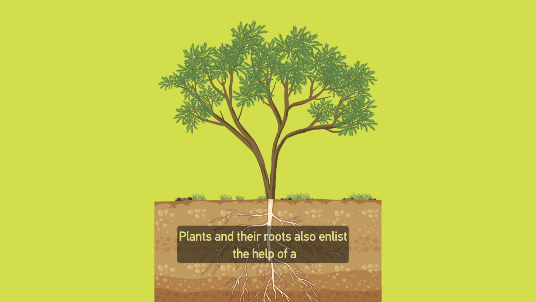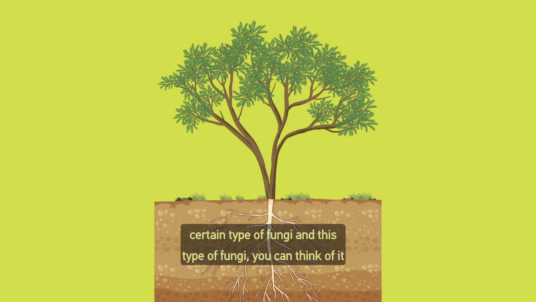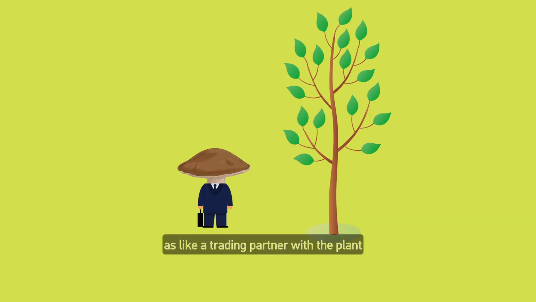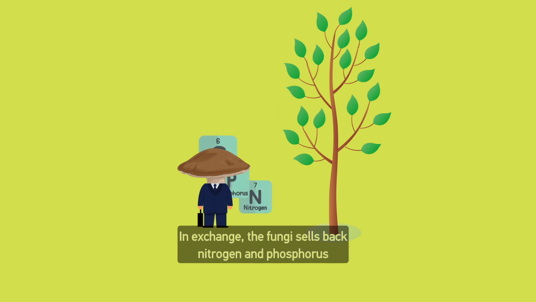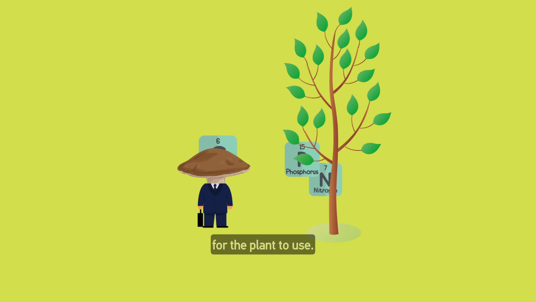Plants and their roots also enlist the help of a certain type of fungi. And this kind of fungi, you can think of it as like a trading partner with the plant. It sells carbon to the fungi. In exchange, the fungi sells back nitrogen and phosphorus for the plant to use.